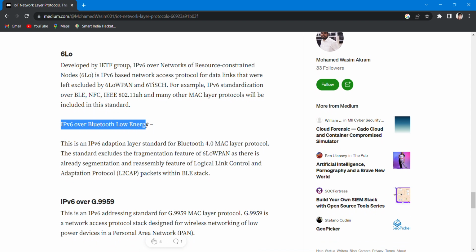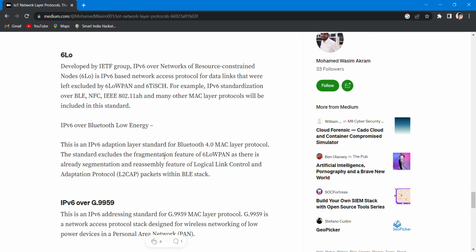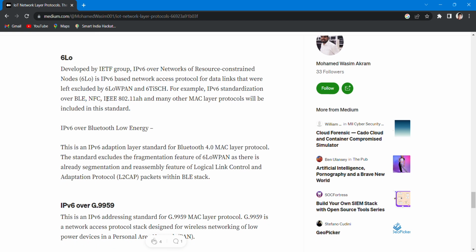IPv6 over Bluetooth Low Energy. Oh, is this Bluetooth? I don't know, but they call this IPv6 over Bluetooth Low Energy.